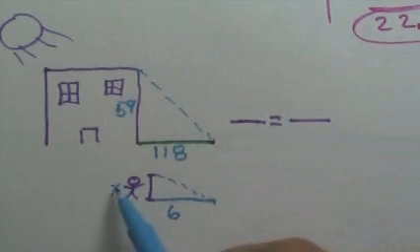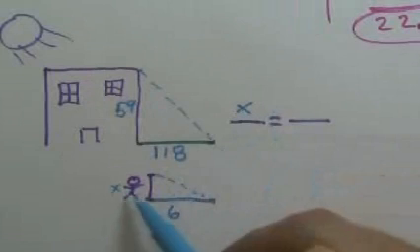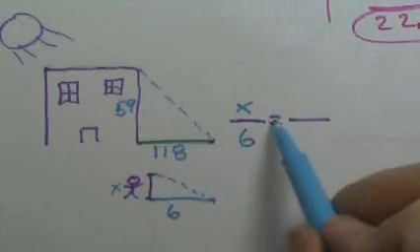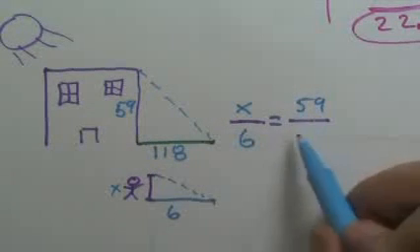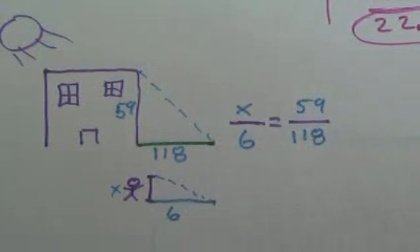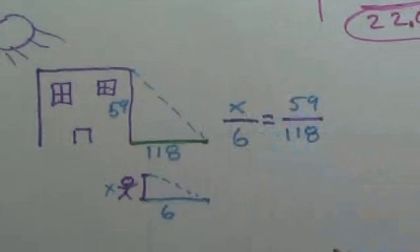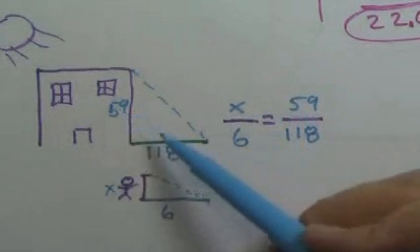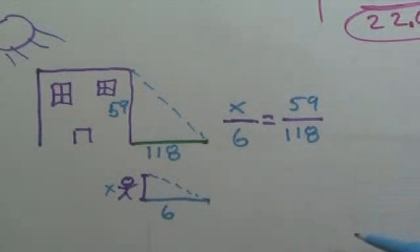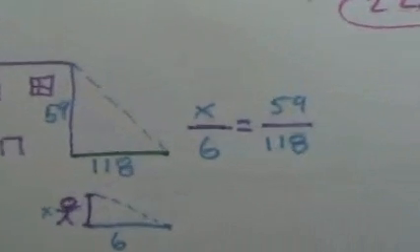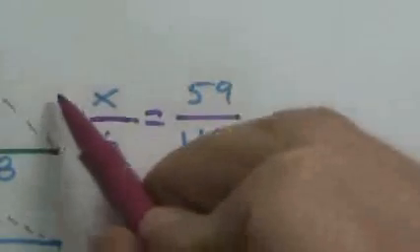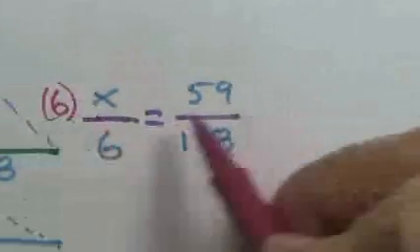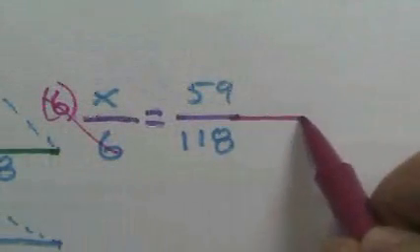I think I'm going to start with my x first in this corner. X over 6 is equal to 59 over 118. So there's my proportion. X over 6, 59 over 118. So I just solve for x. And if you'd like to, you just go ahead and multiply by 6 on this side. Right, because that's gone. Multiply by 6 on this side.